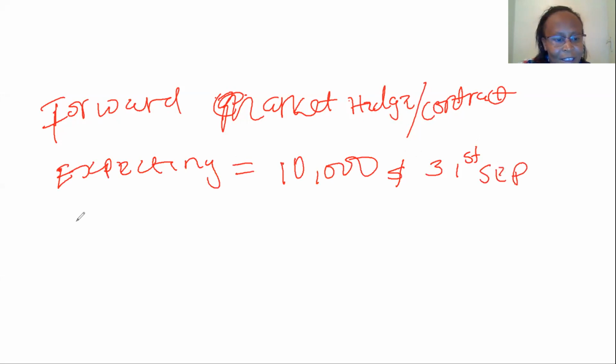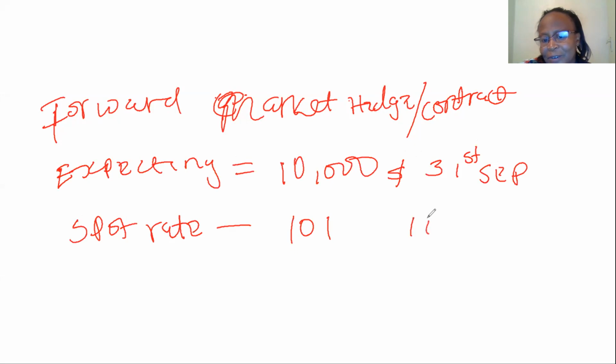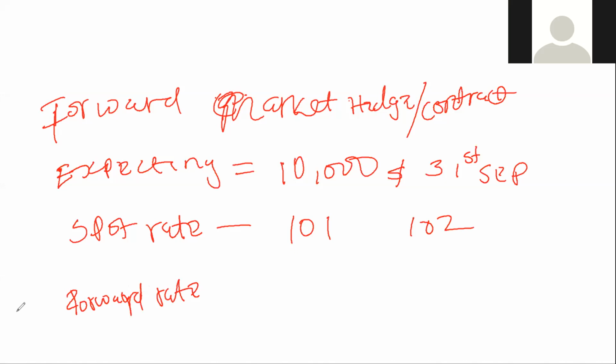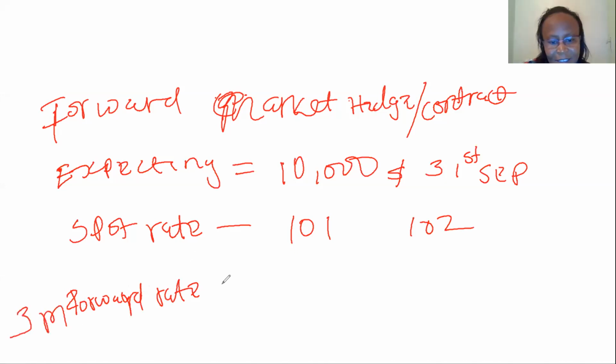Then you go to the spot rate. Now I'll use the terms which we were discussing in our last class. The spot rate you are given is 101, 102. Can someone remind us what this means? What is 101? What is 102? 101 is the buy rate, 102 is the selling. So you are told that, correct?